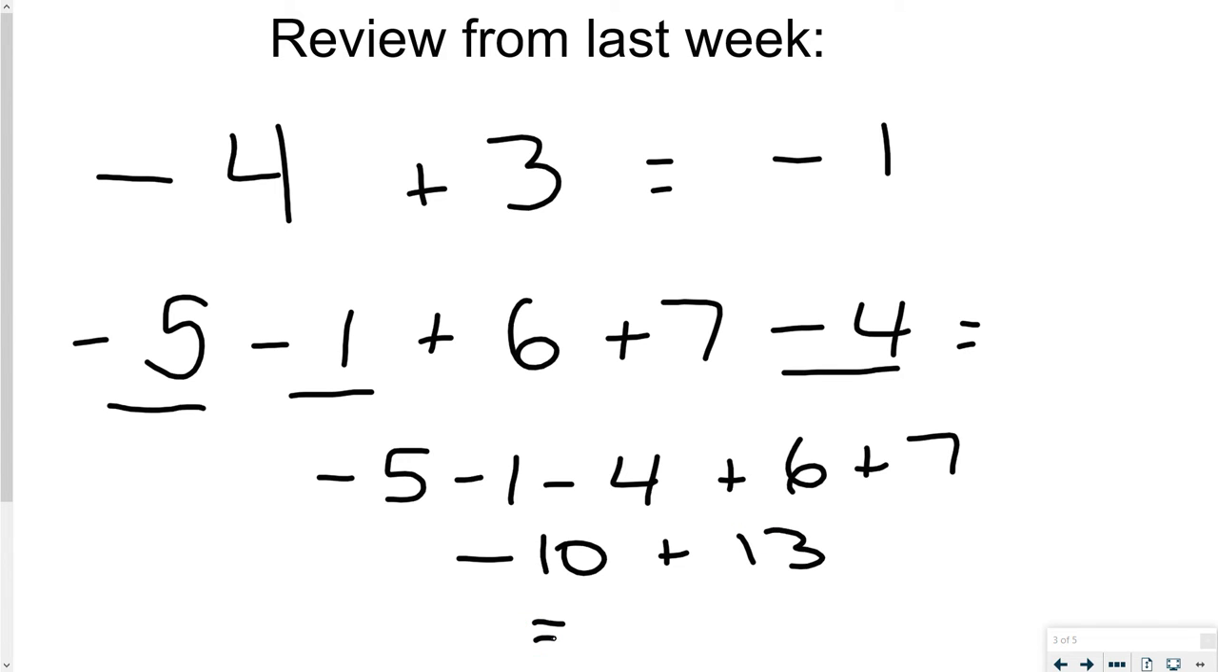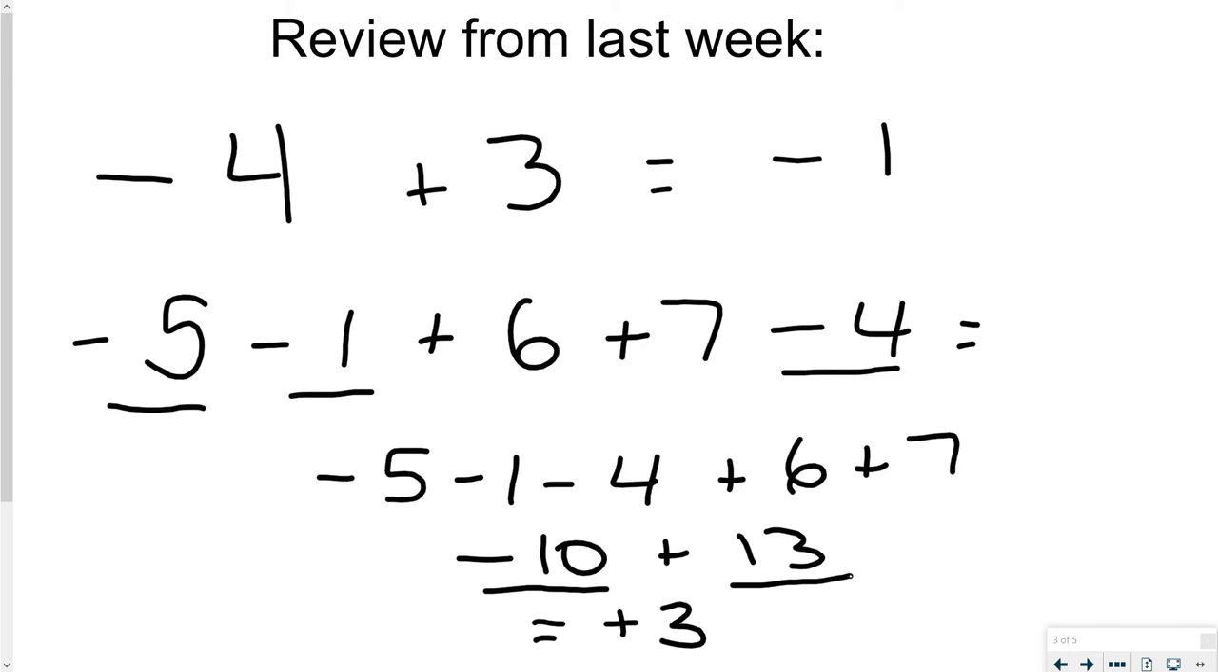What do you have more of? You have more gains. And how many more gains did you have? You had 3 gains. Okay, well, guess what? You just added integers. Adding integers is exactly the same thing. You added negative 10 and positive 13.